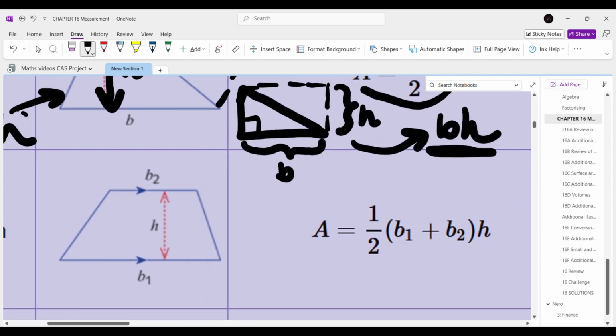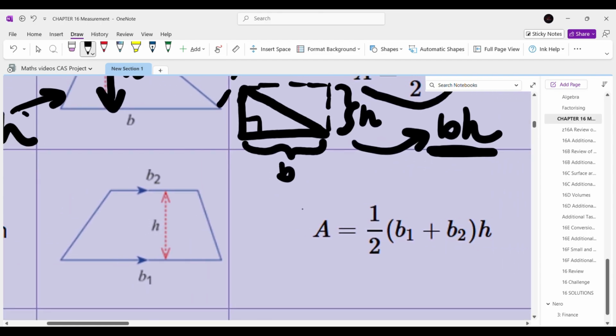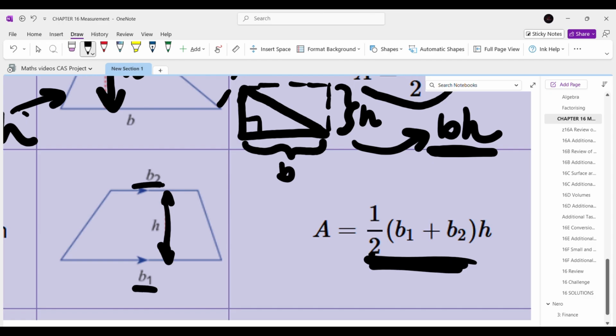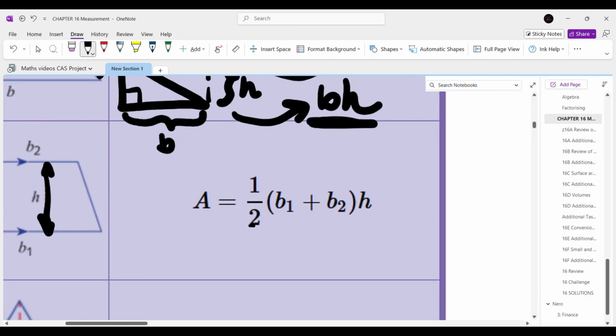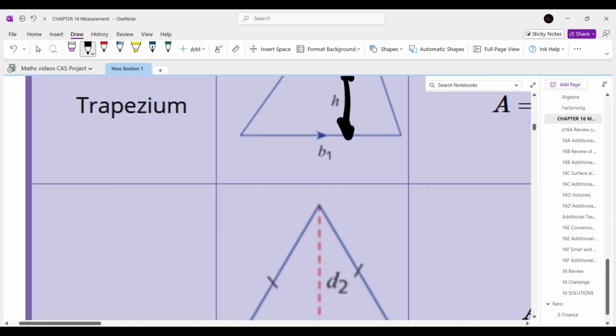For a trapezium, it's the perpendicular height once again. But this time we're taking the average of the two sides right here. So base 1 plus base 2 divided by 2, or times by 1/2. We're basically just taking the average length of the bases to get this formula. So it's just half, in brackets, base 1 plus base 2, times the perpendicular height.